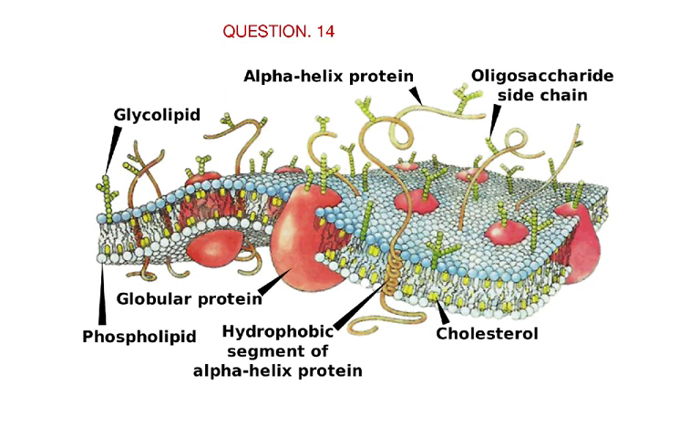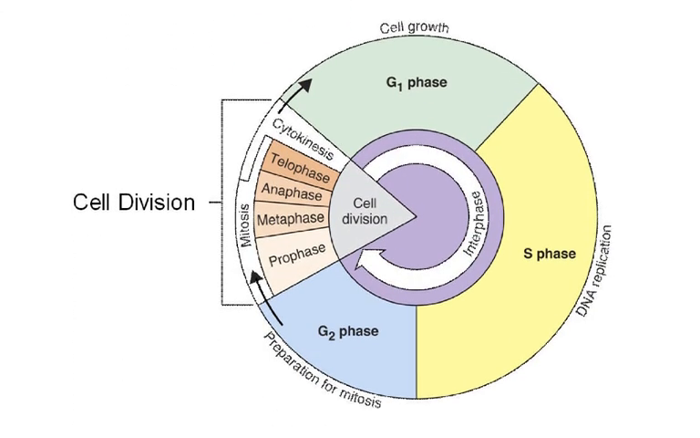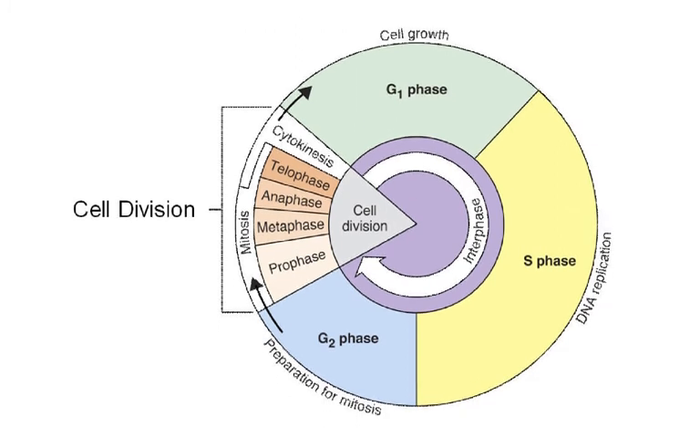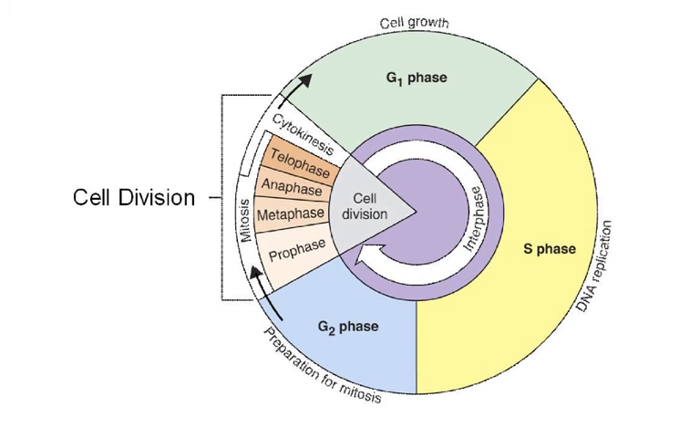Then question 14, glycolipid, glycoproteins, oligosaccharide chain, cholesterol inside, hydrophobic segment of the alpha helix. And of course, we have this one, which was related to question 18, cell growth, G1, S phase, G2.